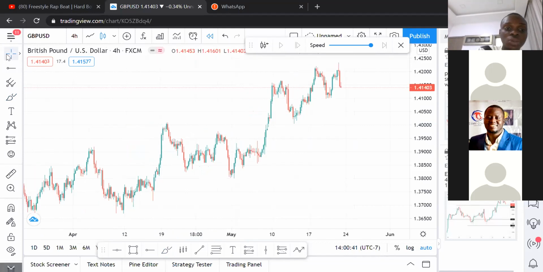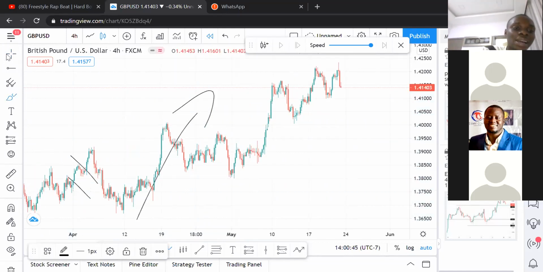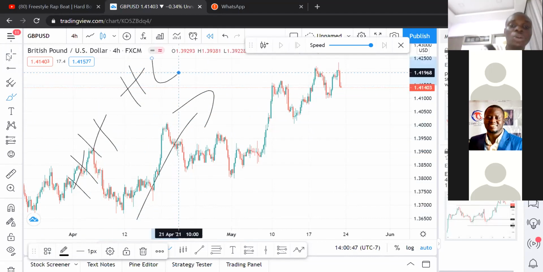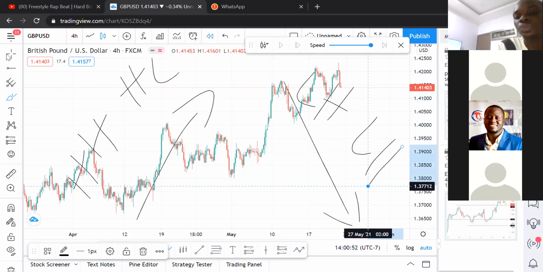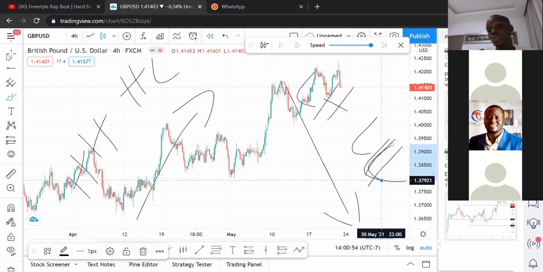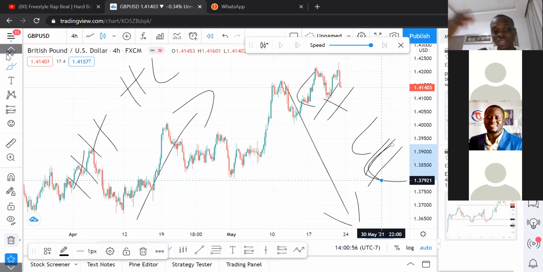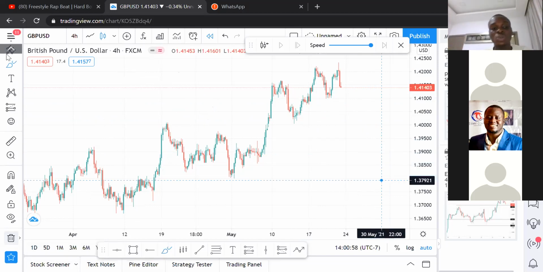Now, on an uptrend, we make use of what? Higher highs and higher lows. On a downtrend, we make use of what? Lower highs and lower lows. All you have to do is just identify them. Once you identify them, you can know how to enter your market.